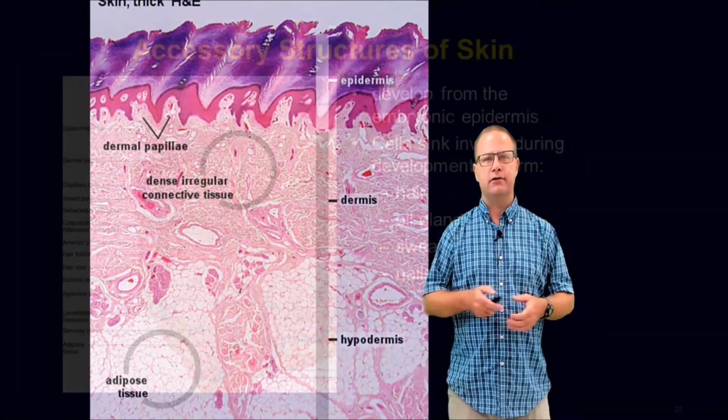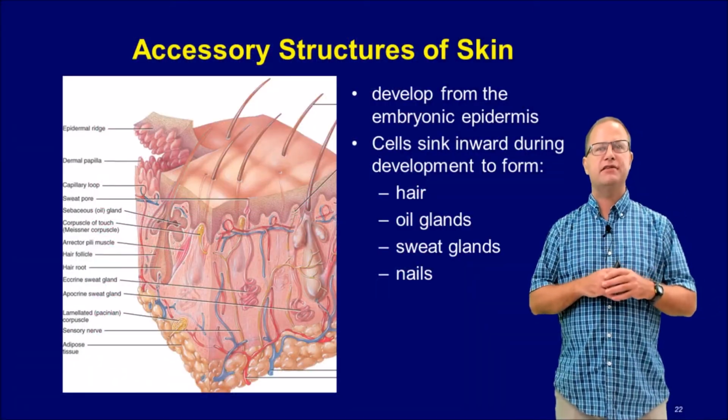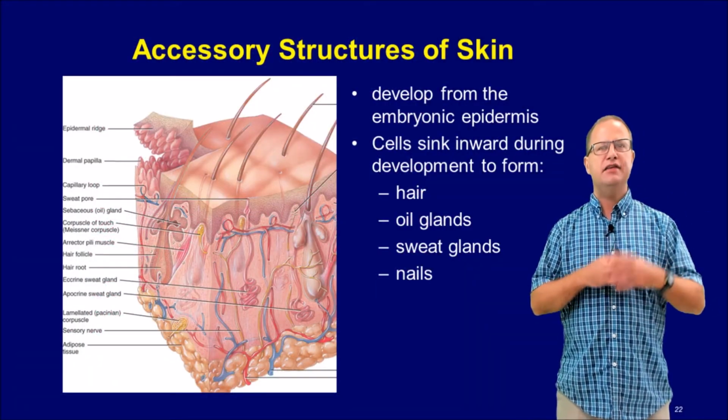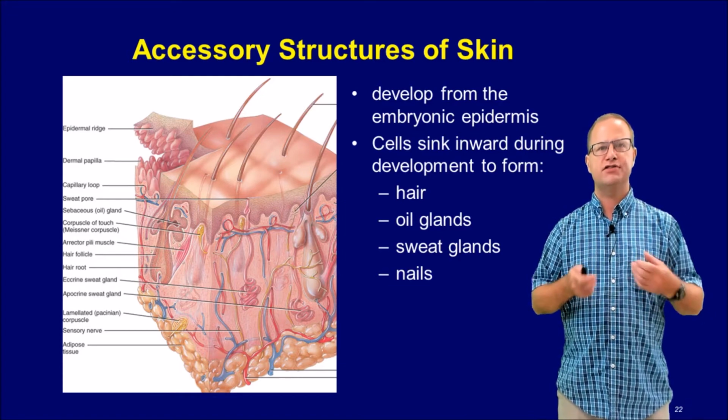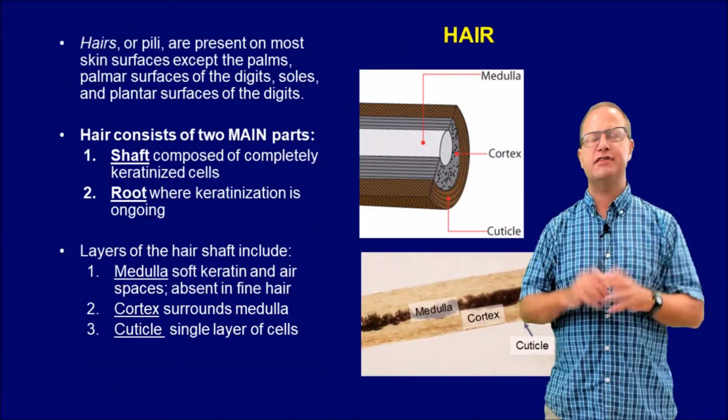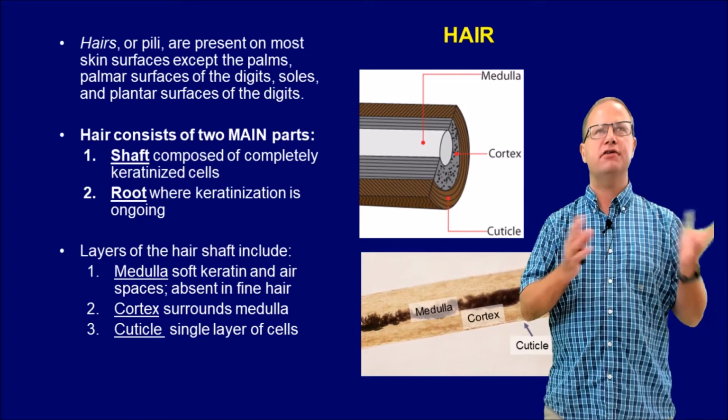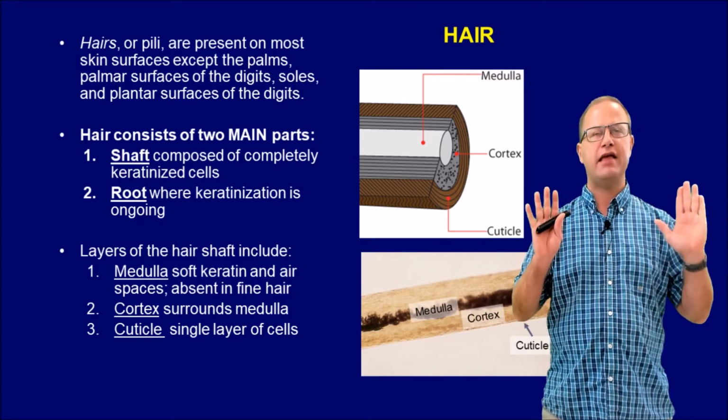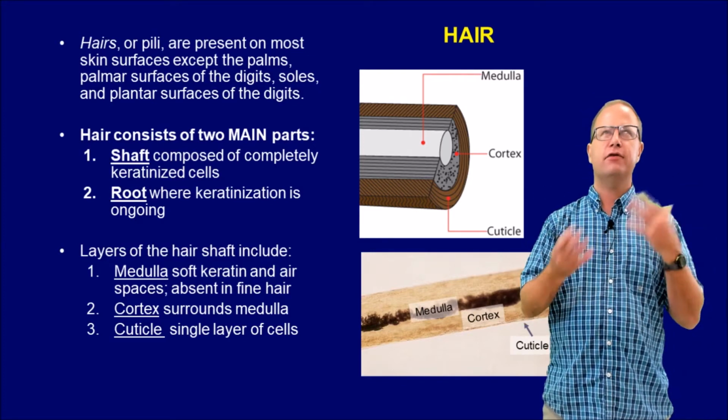Okay, now we're going to talk briefly about some accessory structures of the skin, and these include things such as hair, oil glands, sweat glands, and nails. Okay, our first accessory structure of skin is hair, and hair is present all over the body except for the palms of the hands and the soles of the feet. And it's there for a couple of reasons.